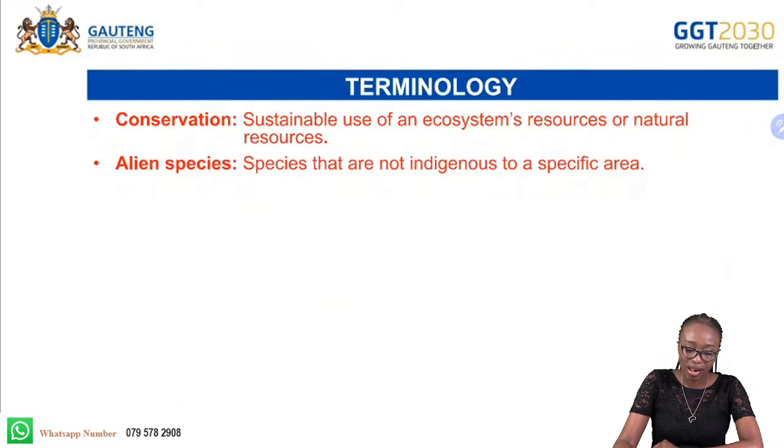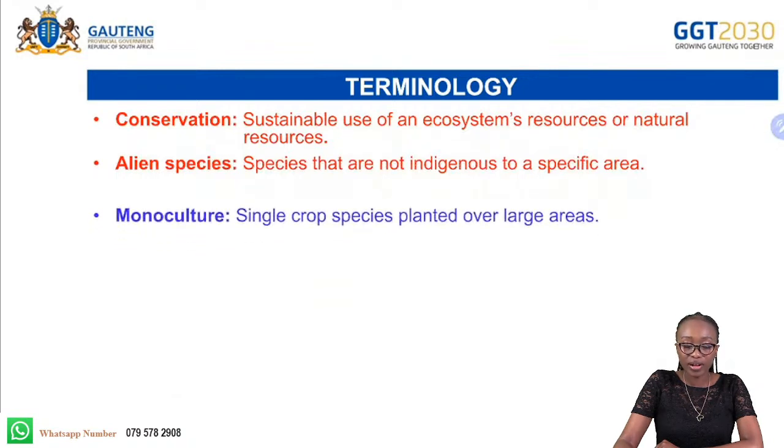The second term, alien species. Alien species, this is species that are not indigenous to a specific area. And then monoculture. Monoculture, this is single crop species planted over large areas.